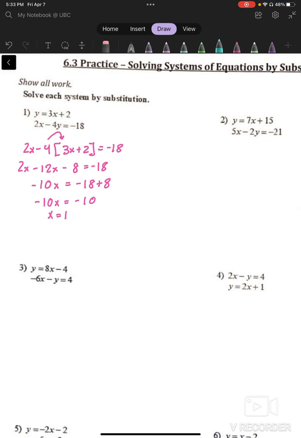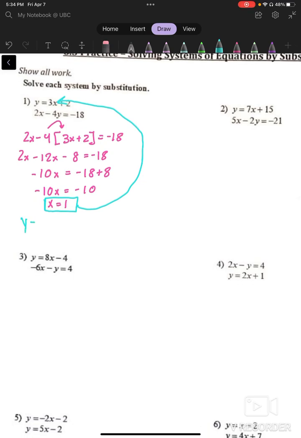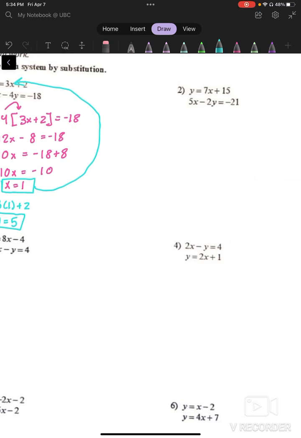And there you've already solved for x. Now this part is really easy. You can just take this solution and put it into either of your equations for x and then solve for y. So y equals 3 times 1 plus 2, so y equals 5. So those are your variables for question number 1.